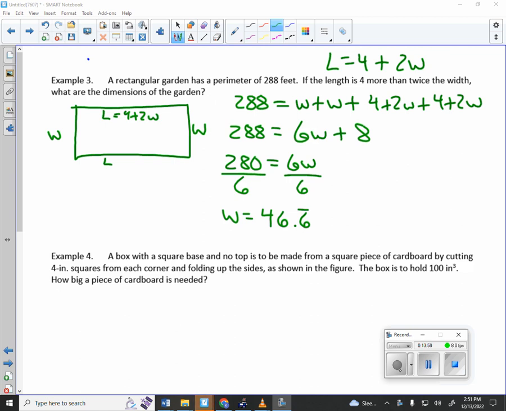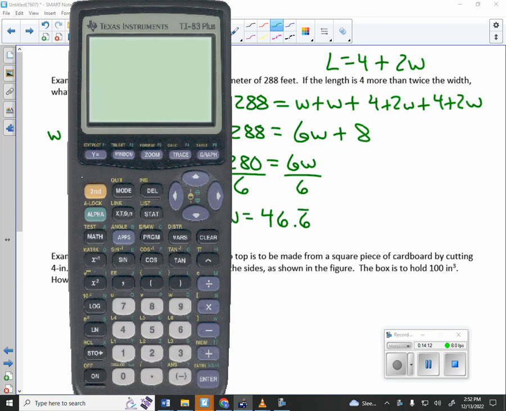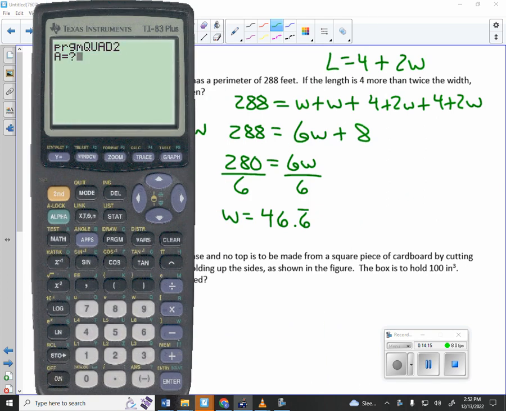Is that the answer? The question asks for the dimensions. I have the width. The width is 46 2/3. I now need the length. So I will plug it in to find the length. Nice and easy to find the length. I just take 4, and I add that to 2 times 46.6 repeating. And notice how you get 97.3 repeating. And those are the dimensions.